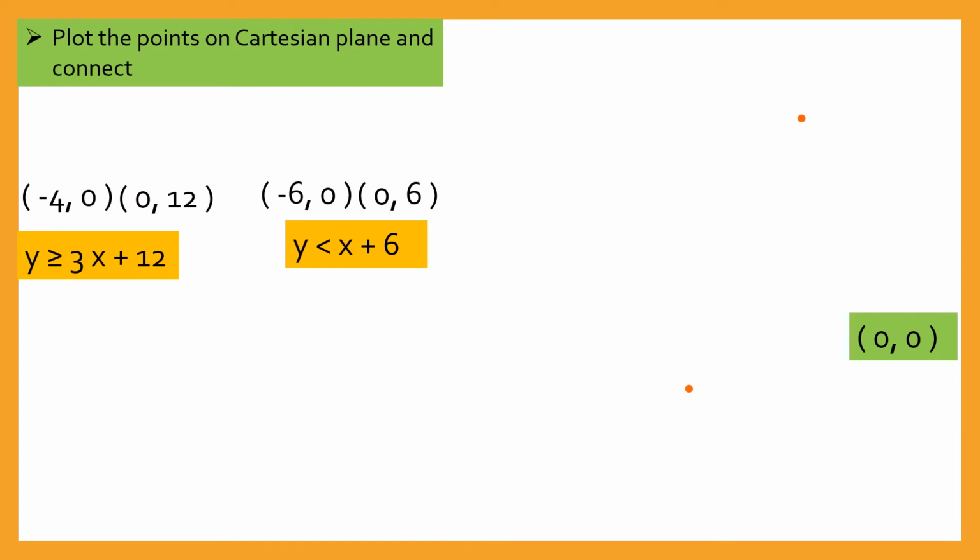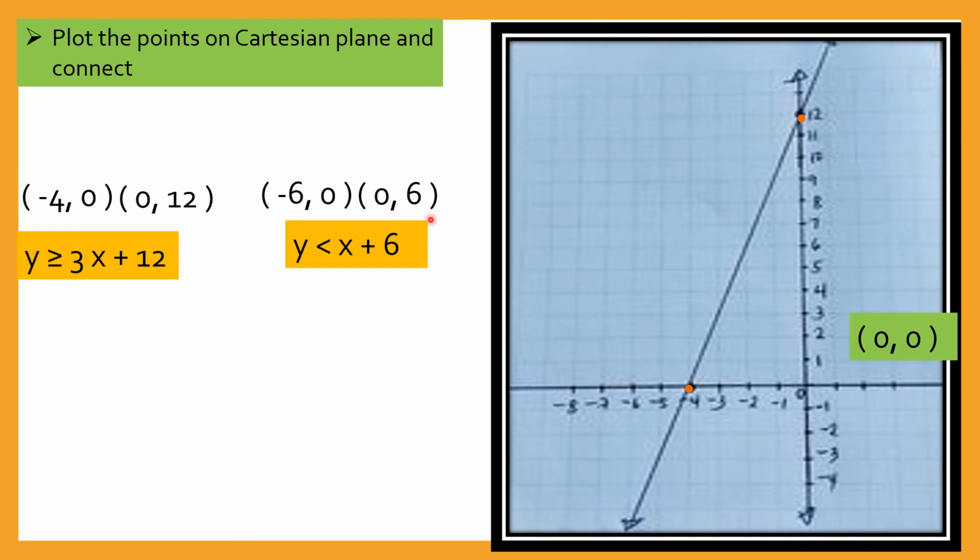Now we're going to plot the points on Cartesian plane and connect the points. So unahin muna natin yung first inequality, y is greater than or equal to 3x plus 12. Na kung saan ang points nun ay negative 4, 0 and 0, 12. So ayan ang Cartesian plane natin at yan yung graph nito. So ito yung x-intercept natin, negative 4. At 0, y naman ay 12. Okay, 0 ang x, y is 12.